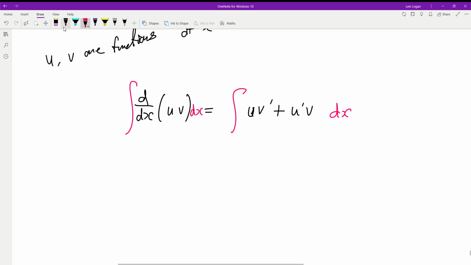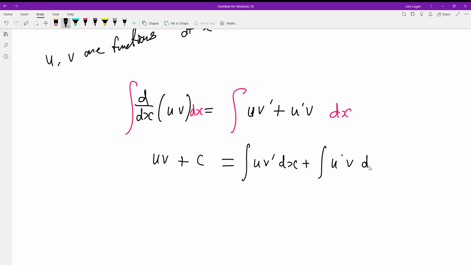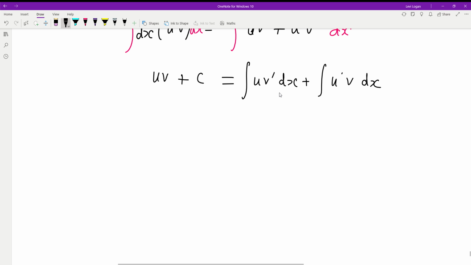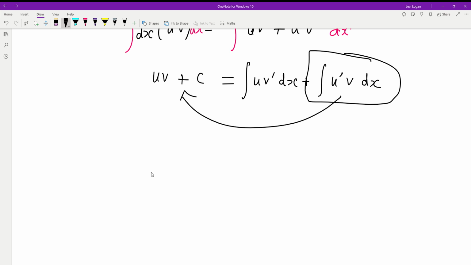This undoes everything over here. So all we get left with is uv plus some constant. Now I can break the integral up if I wanted to into the integral of u v dash dx plus the integral of u dash v dx. So the integral is separable. Now all I'm going to do is move this guy over there. So all I'm going to get is the integral of u v dash dx gives you uv minus the integral of u dash v dx. Righto.